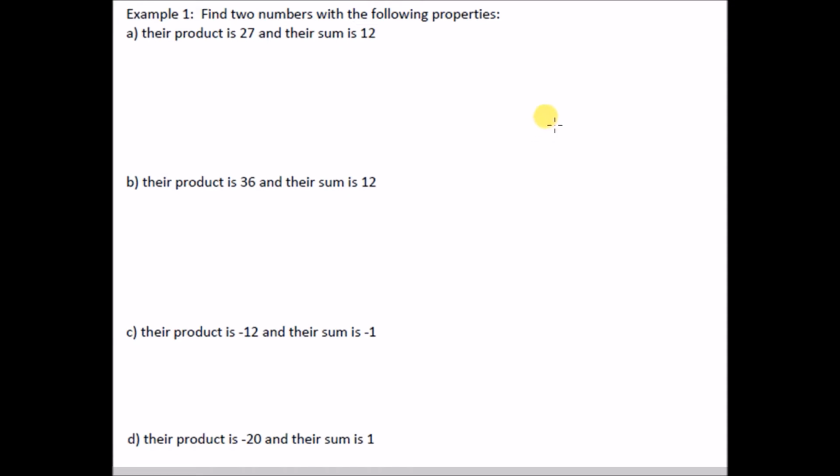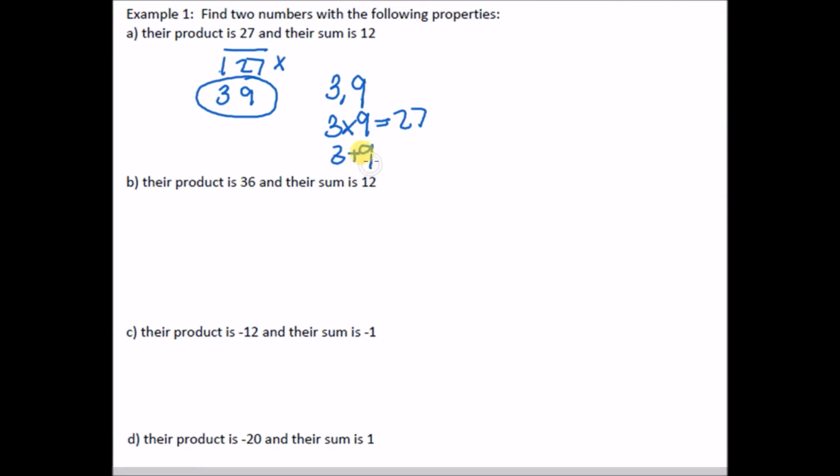Okay, this activity is just to warm us up to actually factor. So let's find 2 numbers with the following properties. So 2 numbers where their product is 27. So immediately what I do is I break down 27: 1 and 27, 3 and 9. Okay, and the sum is 12. So what we have to look at is each pair of these. Does 1 plus 27 equal 12? No. Does 3 plus 9 equal 12? Yes. So the answer is 3 and 9. 3 times 9 is 27. 3 plus 9 is 12.